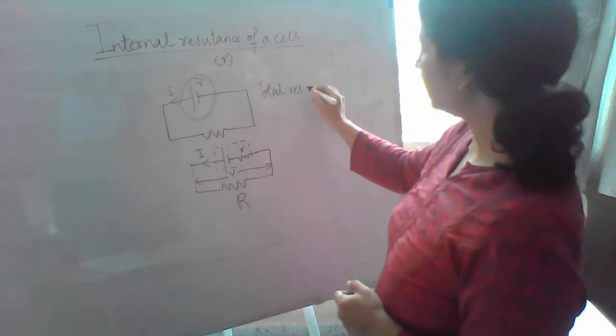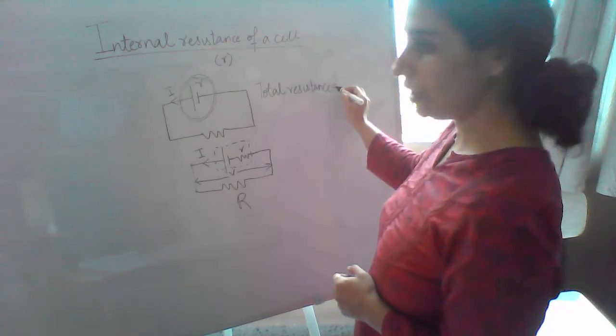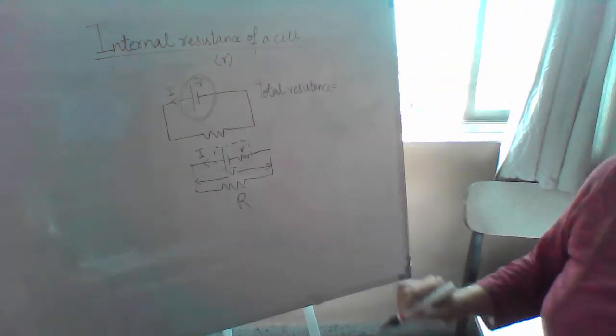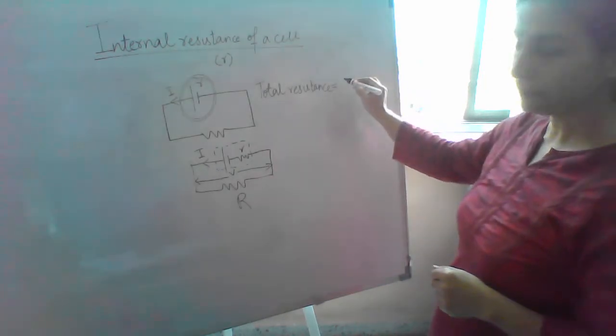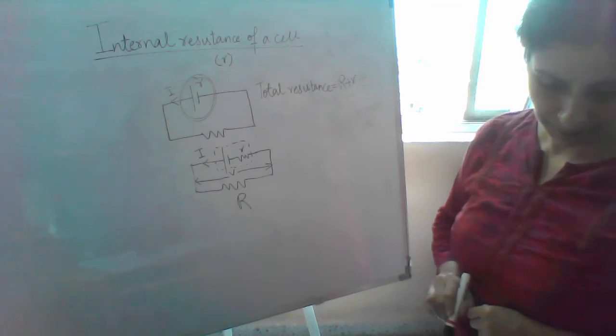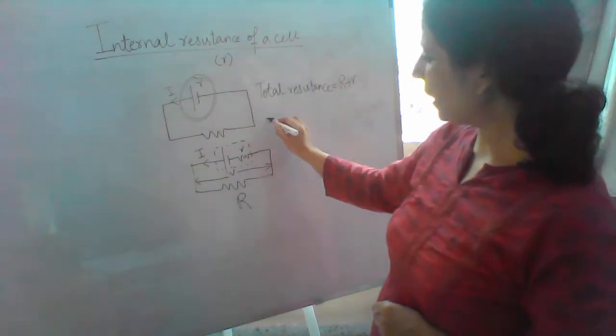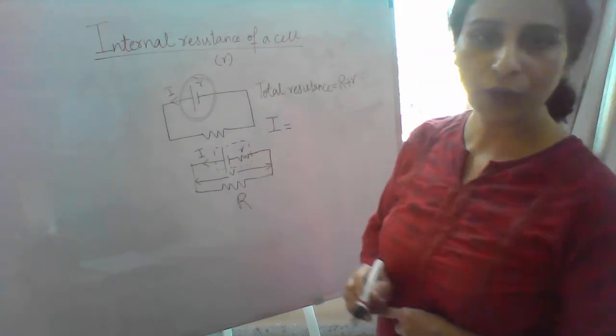My total resistance is equal to capital R plus the small resistance small r. Okay, now let me write down current. Let me use Ohm's law.